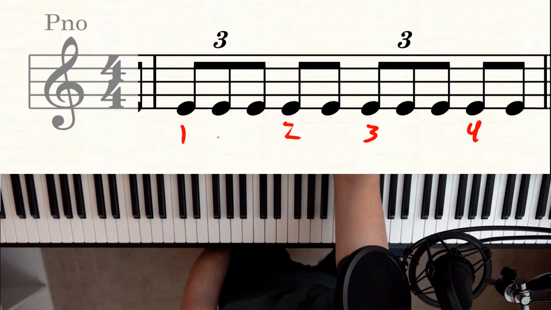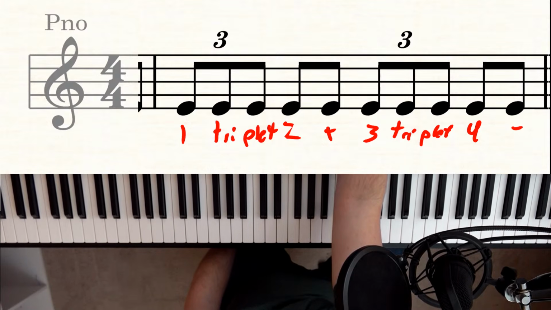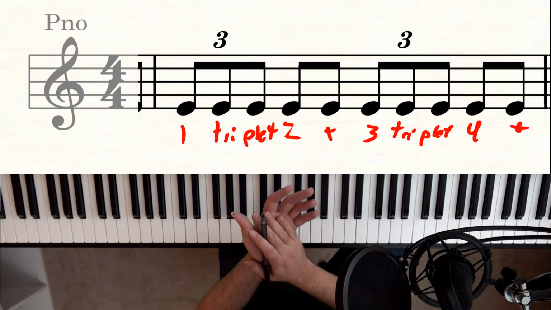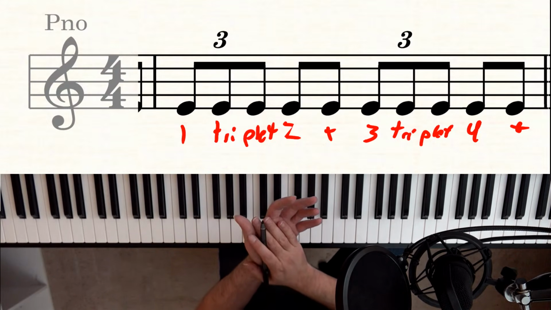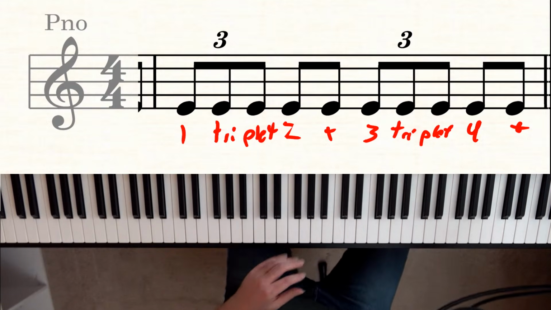And you know, this is going to be 1. Let's even mark this out. Triplet, 2 and 3 triplet. Yeah, I guess I'll write it out this time. Triplet, 4 and. Now a lot of people will struggle because they'll go like 1 triplet, 2 and 3 triplet, 4 and, and it's hard to be like, all right, where am I with the beats?